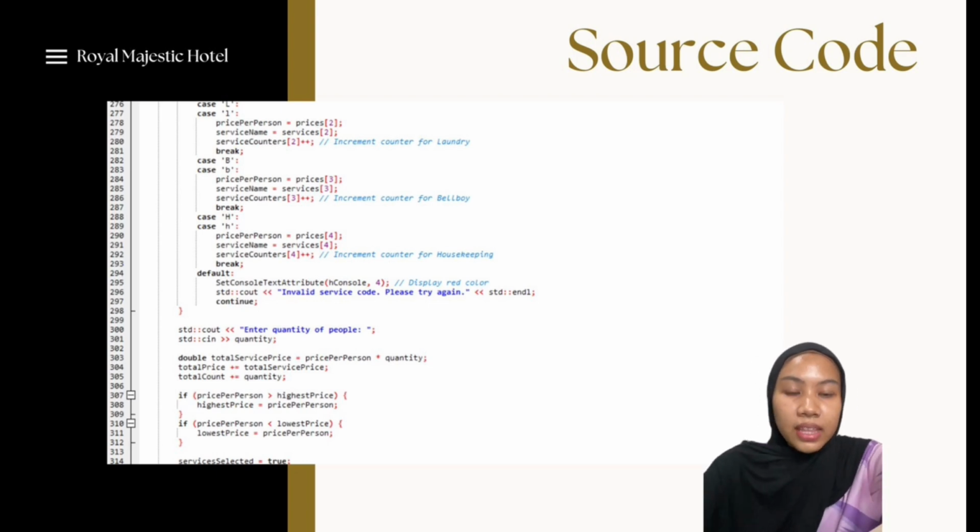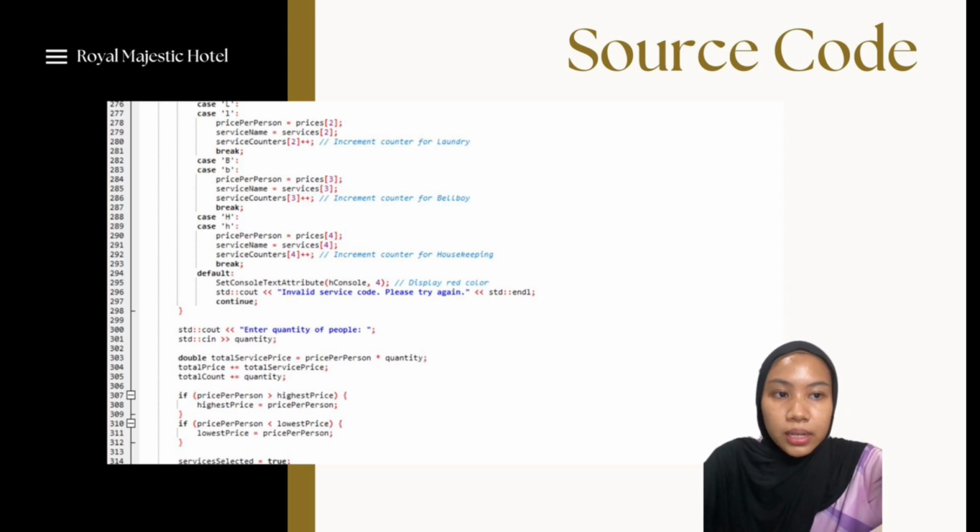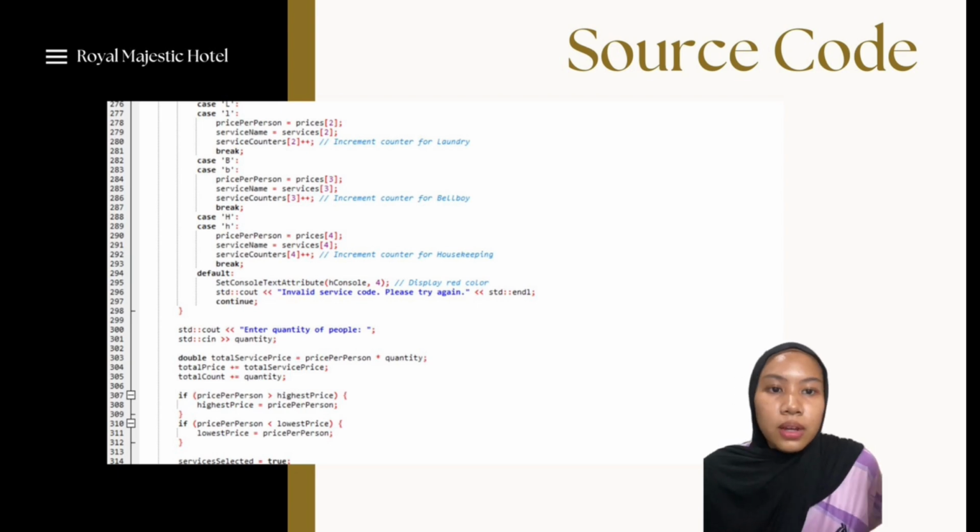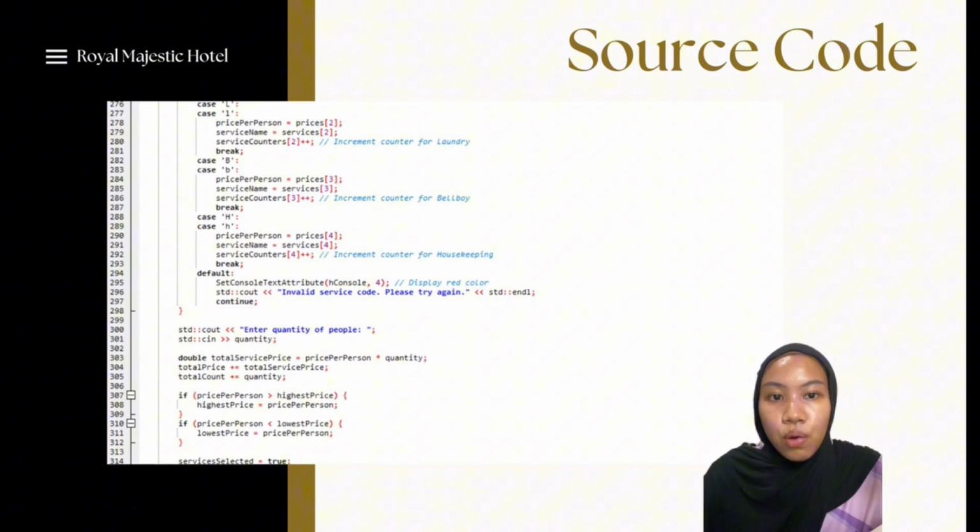Now, after validating the service code, the program prompts the user to enter the quantity of people using the service. It then calculates the total service price and updates the total price. After it calculates the total price for the selected service, it will update the overall total price and quantity. It also keeps track of the highest and lowest prices and stores the selected service details.